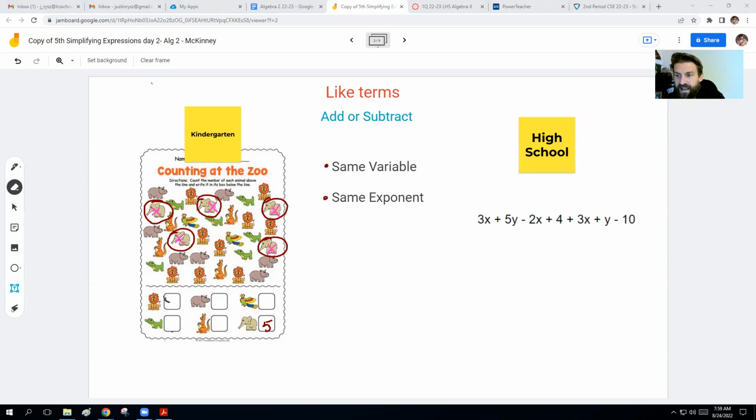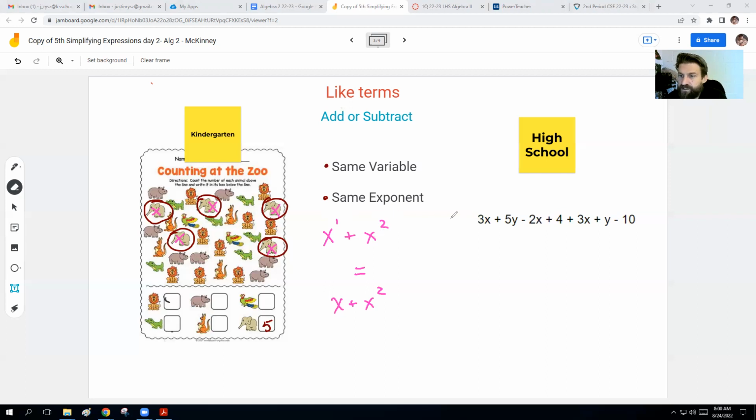If we have an X and an X squared, they're not the same. So X plus X squared equals X plus X squared. They have to be not only the same variable, but the same exponent. This is technically X to the first power. That's X to the second, not the same thing.